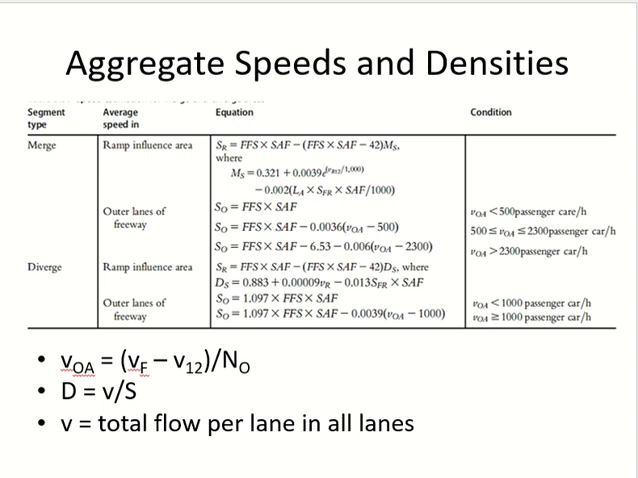Then again, we can calculate the speeds as well. This is the speed of the influence area. This is the speed of the outer lanes. So we need VR here. We calculated the speed of the ramp, which is 35, the free flow speed of the ramp. This we don't need. So we'll calculate DS first, and then you can calculate the speed for the ramp influence area.